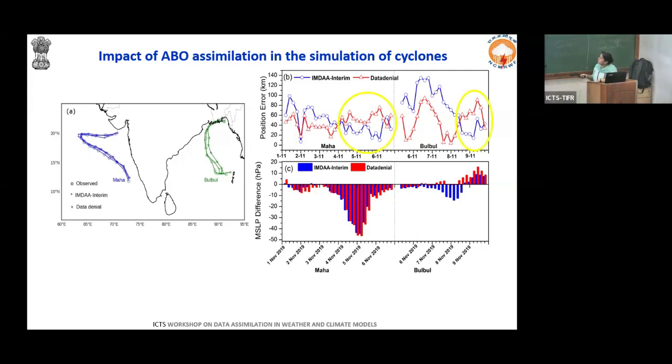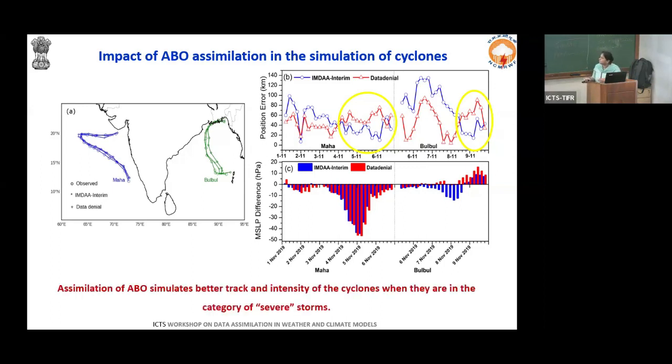But in the mature stage, whatever we assimilated with the aircraft, IMDA means it is with aircraft, and in the data denial there is no aircraft. So here we can see that in the mature stage of the cyclone we could see more impact of aircraft data, because in the mature stage the upper air divergence comes into play, and that data is affecting the system. But in the initial stage or the low depression, we didn't see any impact.